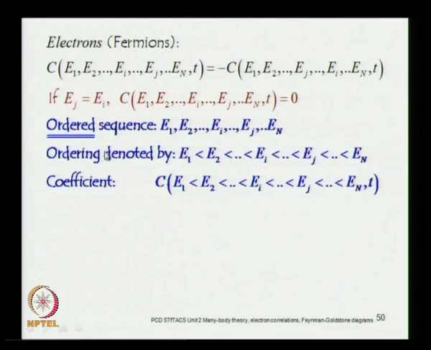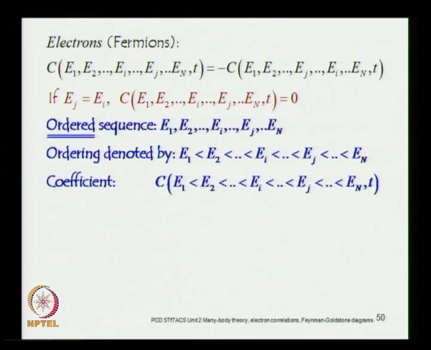So what we do is we consider an ordered sequence of these single particle states. This is not necessarily in increasing order of energy. So do not get carried away by the letter E. E is a set of 4 quantum numbers, remember. It includes the energy quantum number, but it could also have other quantum numbers.